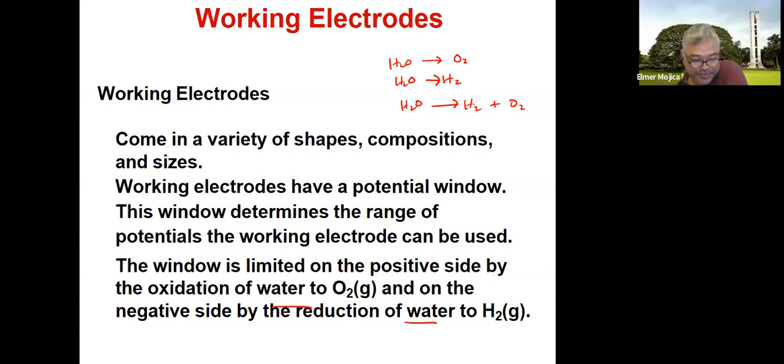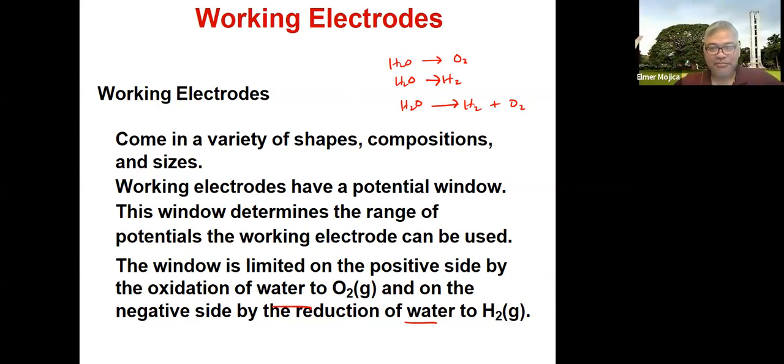Is it a spontaneous reaction or non-spontaneous reaction? It's not. Okay? So if it's not a spontaneous reaction, that means you're going to apply potential to it. Now, you have to have your potential window in between those two. Okay, on the positive side, the oxidation of water to oxygen, and on the negative side, the reduction of water to hydrogen. Why?